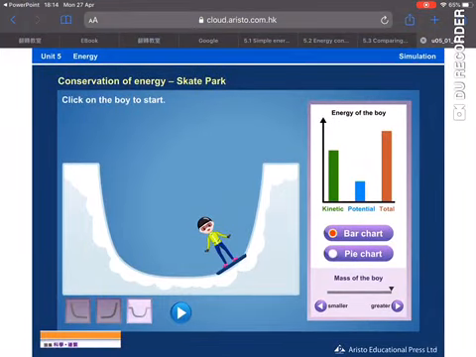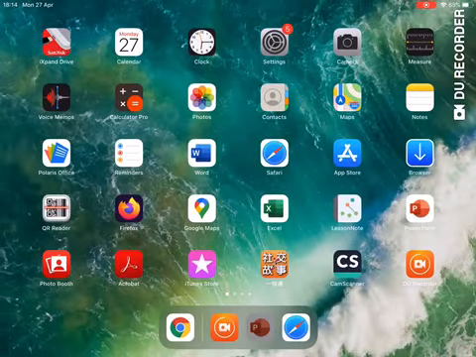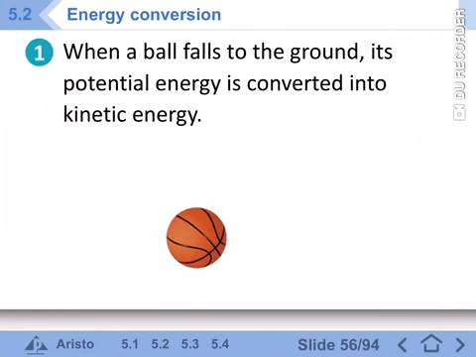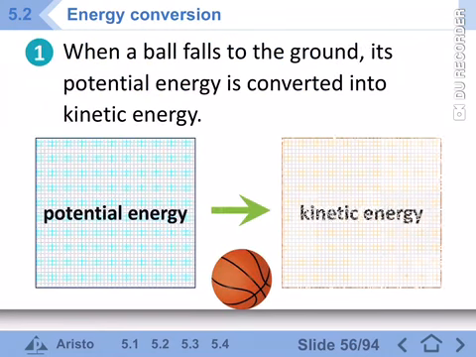Okay, so let's switch back to our PowerPoint. So in here, there is a demonstration of the meaning of conservation of energy. Now in here, when the ball bounces, it will convert the potential into kinetic.